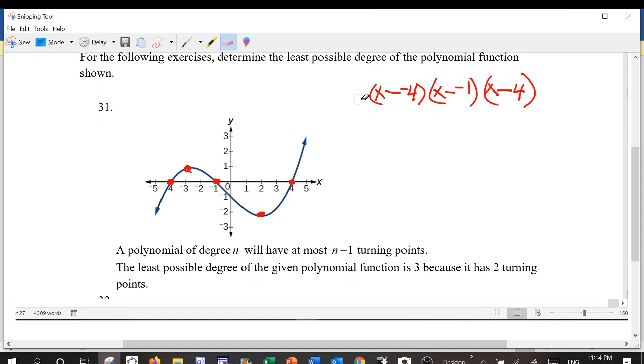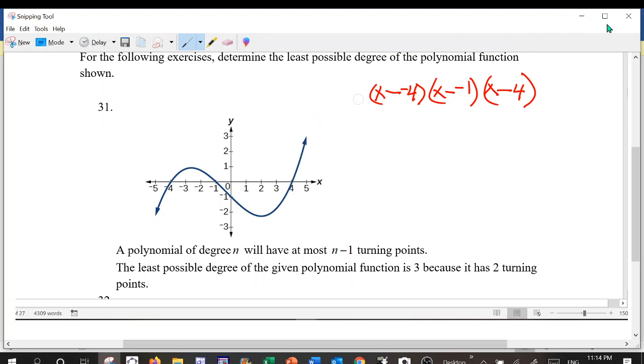Now, we don't know what a is here. We don't know whether there are more. Maybe there are more, but they're complex numbers. Let's say it's 2i or something. They're not real numbers. So we can't really know more about this. We're not given more information. We know that it has three roots, so it's going to be at least third degree, and it also has two turning points. That's another reason it has to be at least third degree. All right, so that's number 31.